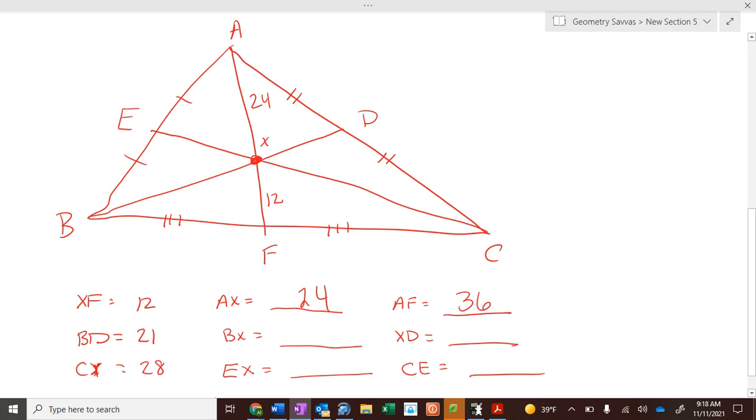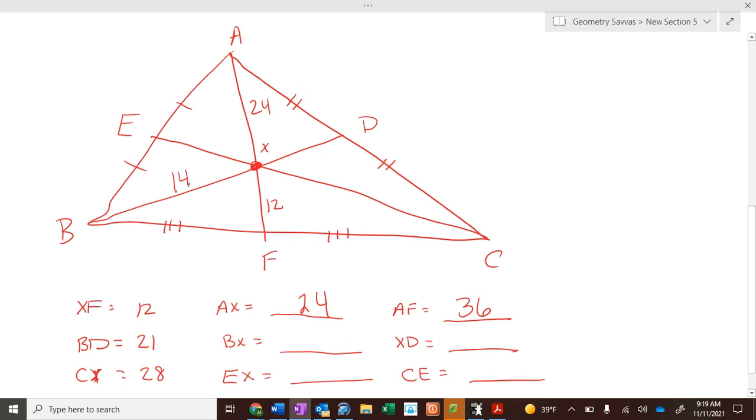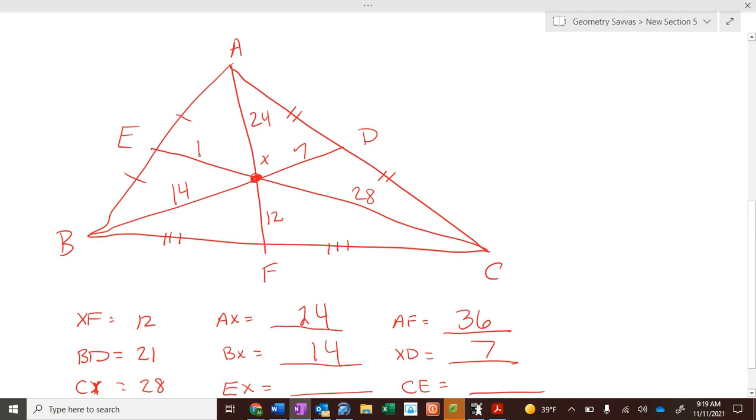Okay? If this whole thing here from B to D is 21, how long's the longer part? 14, because it's 2/3 of 21. So it's 14. How long's the shorter part? 7. If CX is 28, how long is EX? 14, because it's twice, half the length. That's 28, so this is half of it, 14. 24, half of it, 12. 14, half of it, 7.